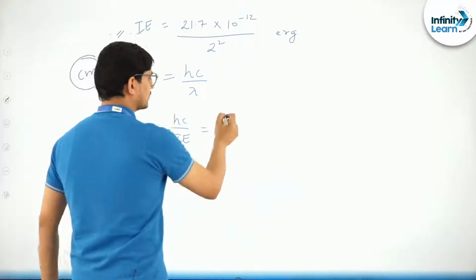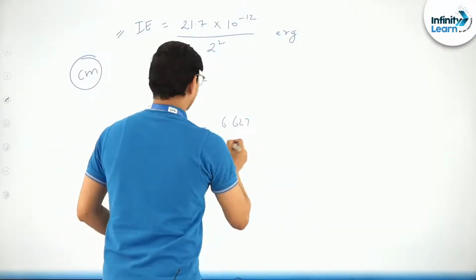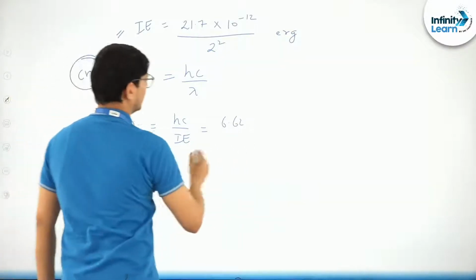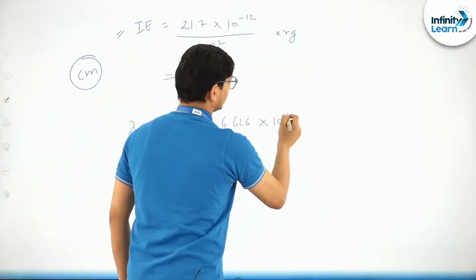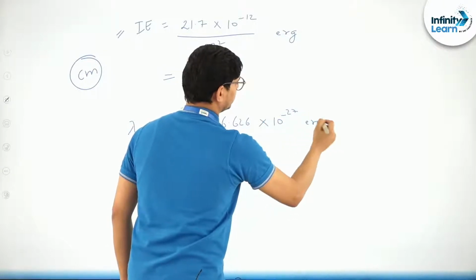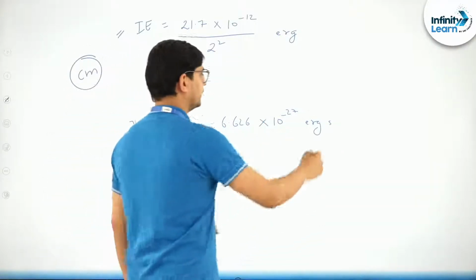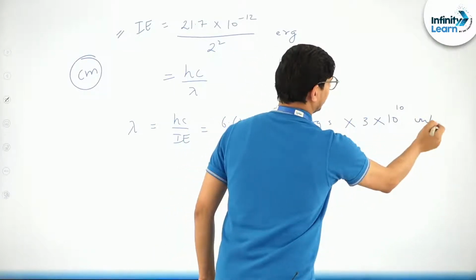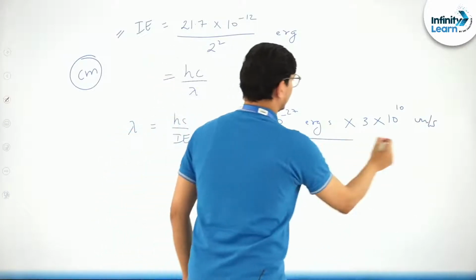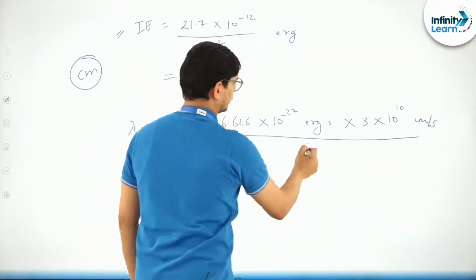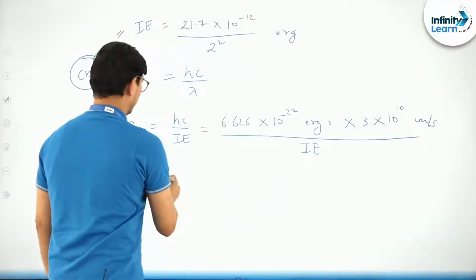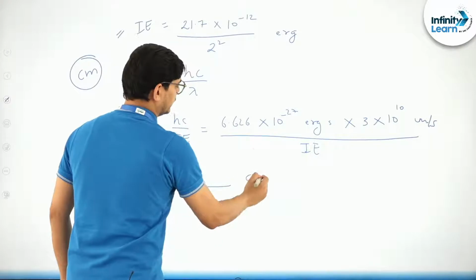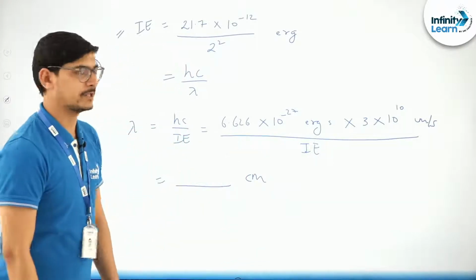So the value of Planck's constant is 6.626 multiplied by 10 raised to minus 27 erg second. It is in CGS unit. Multiplied by the velocity of light, which is 3 into 10 power 10 centimeter per second. I am taking all CGS units, okay, and divided by this value, ionization energy. So you can work out this calculation. It's very straightforward. You will find out what is the wavelength in centimeters. Is that clear, guys? Okay.